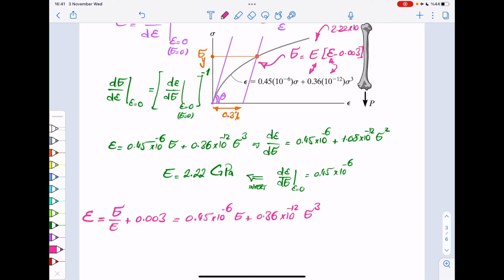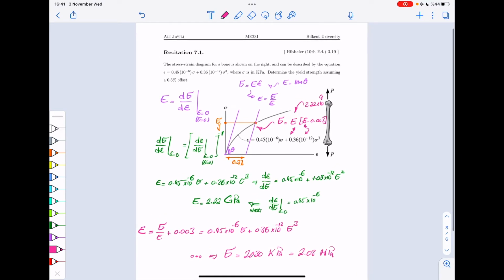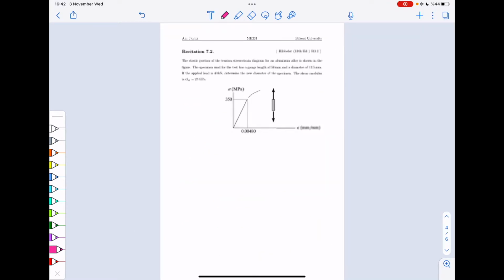Now it's easy. So if you just look at this equation, you basically have one equation in terms of sigma, and you can just solve it for sigma, and the sigma that you get is the yield stress that you are looking for. So if you do it, you get sigma as, let me just write it like this, 2030 kilopascal, because sigma is given in kilopascal, or you can just say it's 2.03 megapascal. That would be your yield stress. Do you have any question? All right. So that's the first exercise.